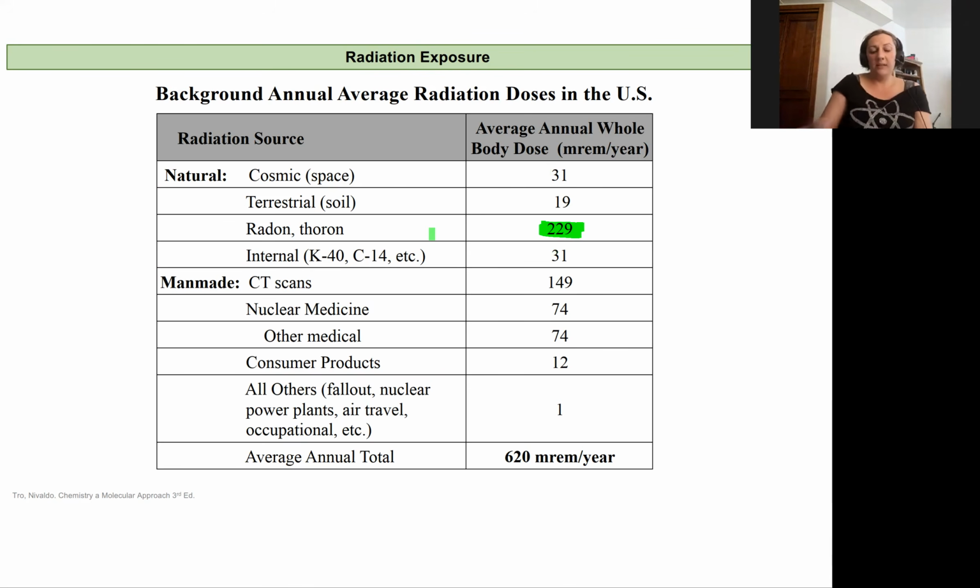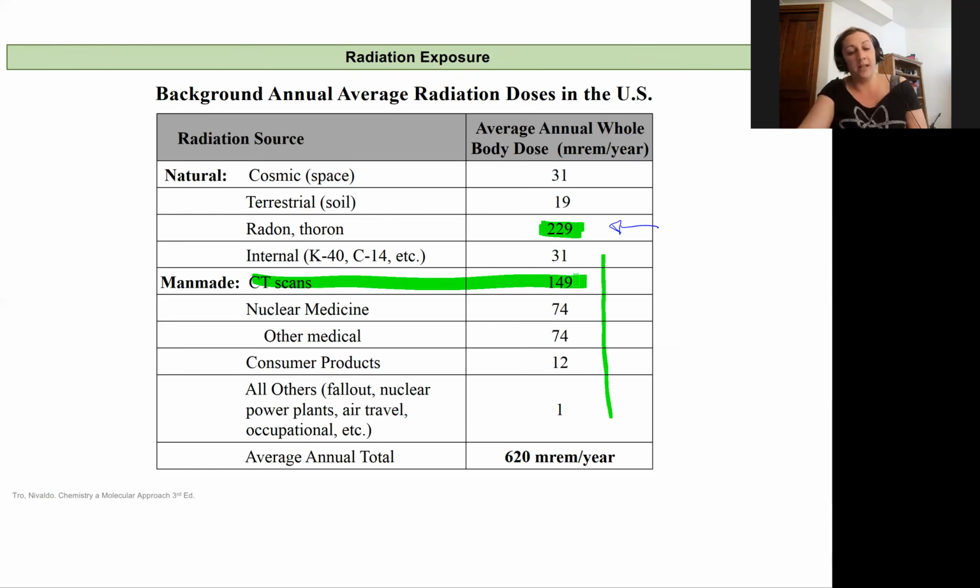And then if we look at our man-made ones, none of these are as large as the radon contribution that we see right here. But the biggest one is CT scans at a 149 millirem per year dose. And then nuclear medicine and general medical applications are pretty high. And so that's bringing us up to about a 620 millirem exposure every year on average.